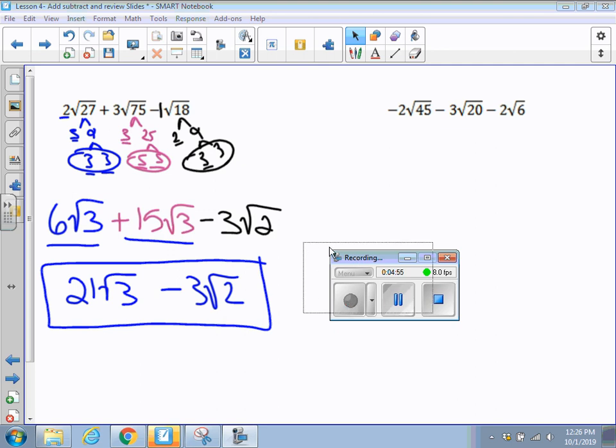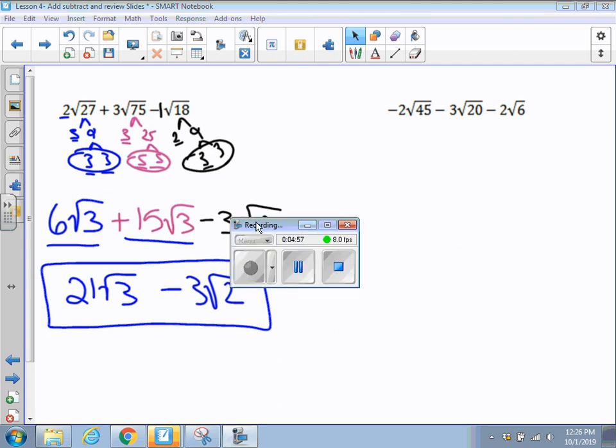All right, my fourth example, I've got negative 2 square root of 45 minus 3 square root of 20 minus 2 square root of 6. We're just subtracting here, so we need to simplify and combine like terms. So negative 2 square root of 45. To simplify that, 45 is odd. 3 and 15, 3 and 5. I see a pair of 3s. Now what's already outside, a coefficient of negative 2, multiply to get me negative 6 square root of 5.